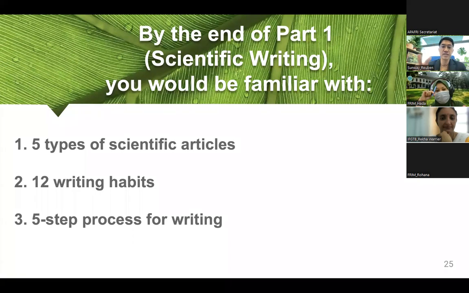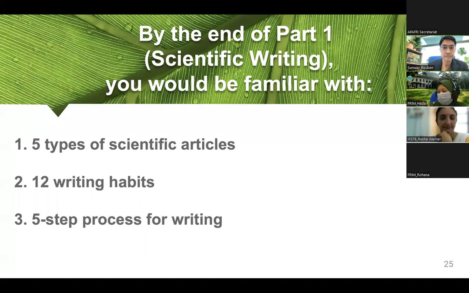I'm going to share with you 3 things over the next few minutes. I've got 5 types of scientific articles that I want to share with you, what kind of scientific articles there are. Number 2, I'm going to share with you 12 writing habits you can take with you when it comes to writing papers, about where to write, what kind of conditions would be suitable for writing. And finally, number 3, I'm going to share with you a 5-step process for writing.